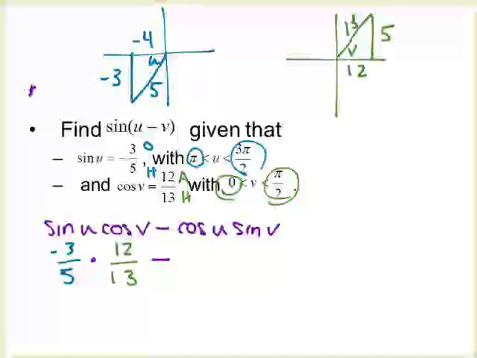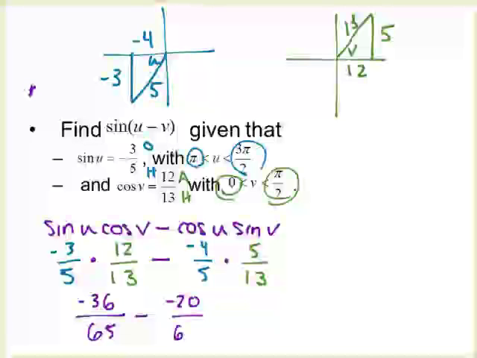So cosine of U, I look at the U triangle, and what's adjacent over hypotenuse there? Negative 4/5. And then sine of V, look at the V triangle, and opposite over hypotenuse is 5 over 13. Do not do any reducing at this point, even if it's possible to do some kind of cross-canceling. Don't do it. Multiply together the fractions. So negative 36 over 65 minus negative 20 over 65.